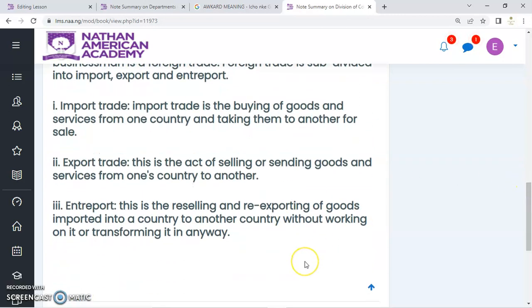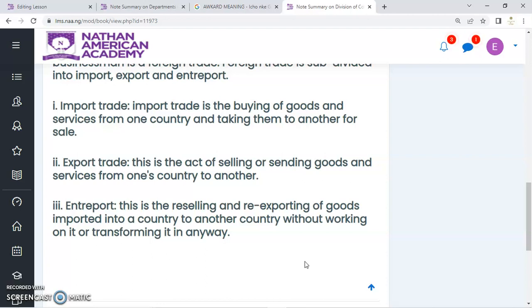Entreport is the reselling or re-exporting of goods imported into a country to another country without working on it or transforming it in any way, or without any form of modification. For example, the raw material for making chocolate and beverage drinks like Milo, Ovaltine, and Bonvita is cocoa pod. Now, let's take for example, Nigeria will grow cocoa, and then a trader from Ghana came to Nigeria to buy cocoa from Nigeria. Listen carefully.